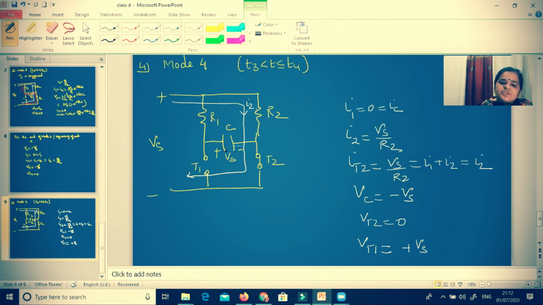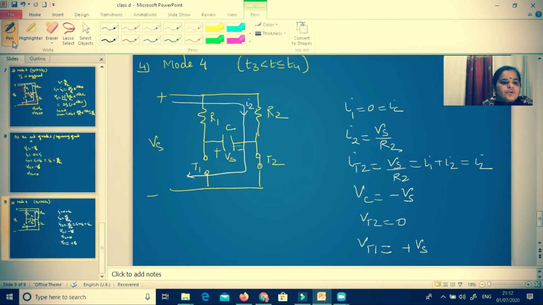Now as the capacitor voltage is making the thyristor T1 forward biased, once we give the firing pulse to T1, T1 will be on and T2 will be off. So we will reach mode 1. And again after mode 1, mode 2, then mode 3, then mode 4. So it will go into a closed loop. So this is something about its complete operation.